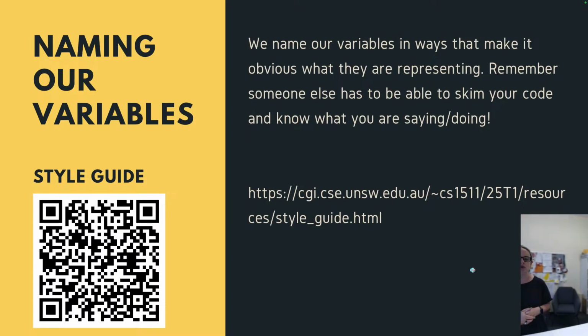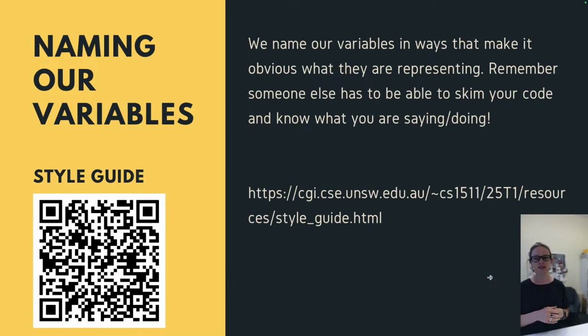Okay, so we do have a style guide in 1511, and there's a link to the style guide. So remember that we really do name our variables in ways that make it obvious what they're representing, and that is for the human that's reading your code. So someone can skim your code, know exactly what's going on and what you're trying to do. Well, broadly know exactly what you're trying to do. So follow the style guide. In the assignments, you have marks assigned for your style. And if you follow the style, they're pretty easy marks to get.